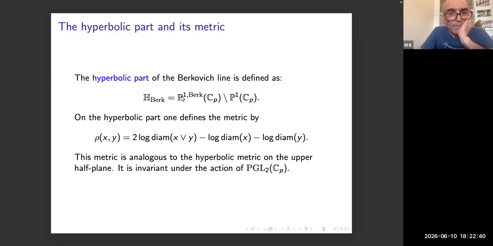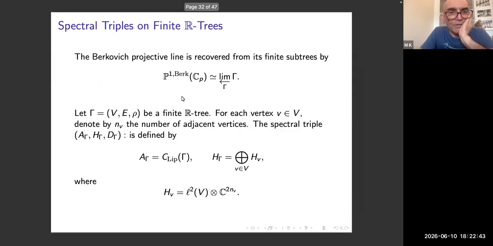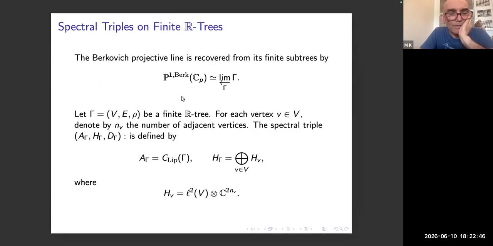Okay, so after this, now it's time to define some spectral triples. The observation is that this Berkovich projective line is the inverse limit of some finite R-trees. If you look at that picture, there is an inverse system of trees, and we can use that inverse system of trees to define a directed system of spectral triples.